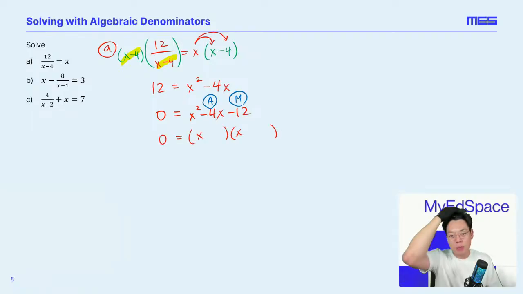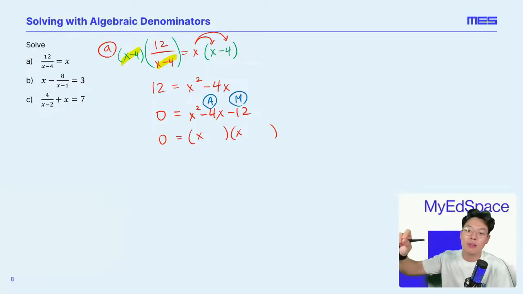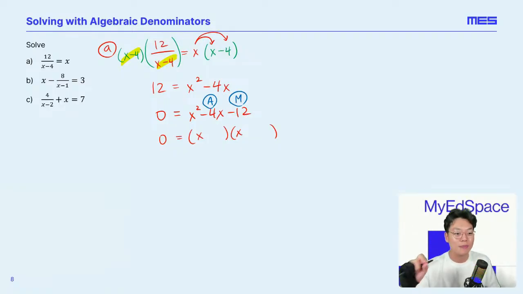What would these two numbers be? What two numbers multiply to negative 12 but add up to negative 4? Great, Efren. I see you've given us an answer here. X minus 3 times x plus 4. Great answer. Let's check that out. If we have negative 3 times positive 4, that is negative 12. Boom, that's correct. But if we add negative 3 and positive 4, that gives us a positive 1.